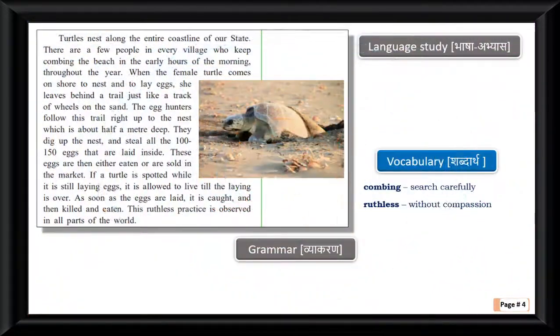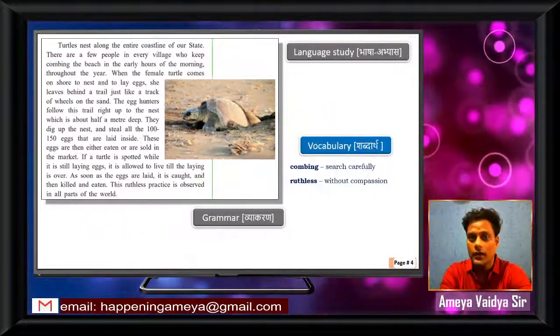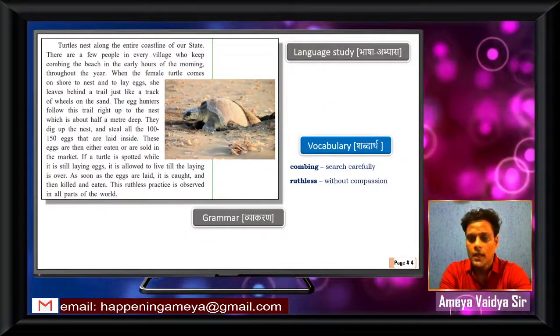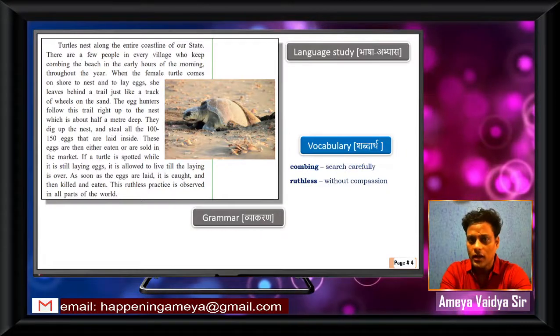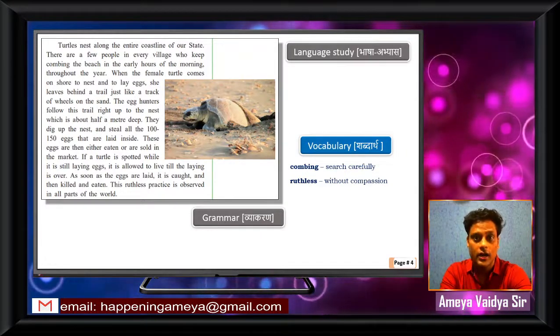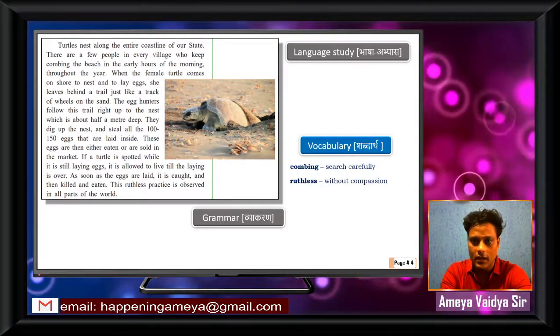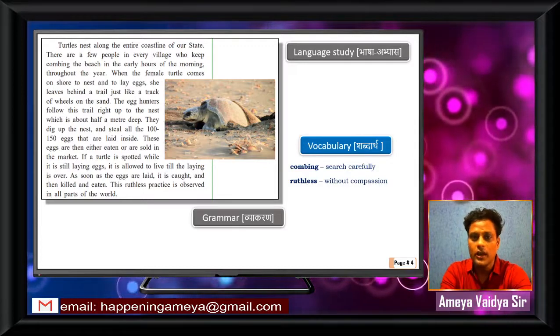Okay, let's continue. By the way, let me also know if you are able to read it with me, guys. Some words. Combing, what do you mean by that? Combing is to search carefully or frisk. Teaching you another word here, frisk, F-R-I-S-K, to search. Okay. Ruthless is without compassion. I just used the word in my explanation right now. Kindness, simple meaning. Ruthless is without any kindness.